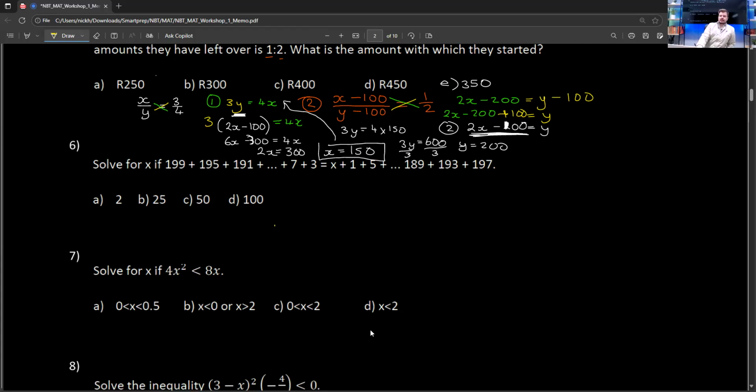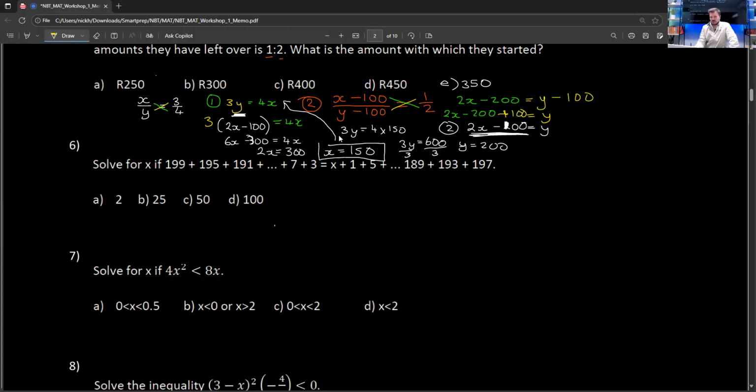All right, solve for x if 199 plus 195 plus 191 plus etc. So this is a pattern that goes and then finishes off at 7 and 3, is equal to x plus 1 plus 5. So you've got another sequence of numbers, and x will be the difference between the numbers on each side. This is an arithmetic sequence: 199 minus 4 will be 195, and 195 minus 4 will be 191.